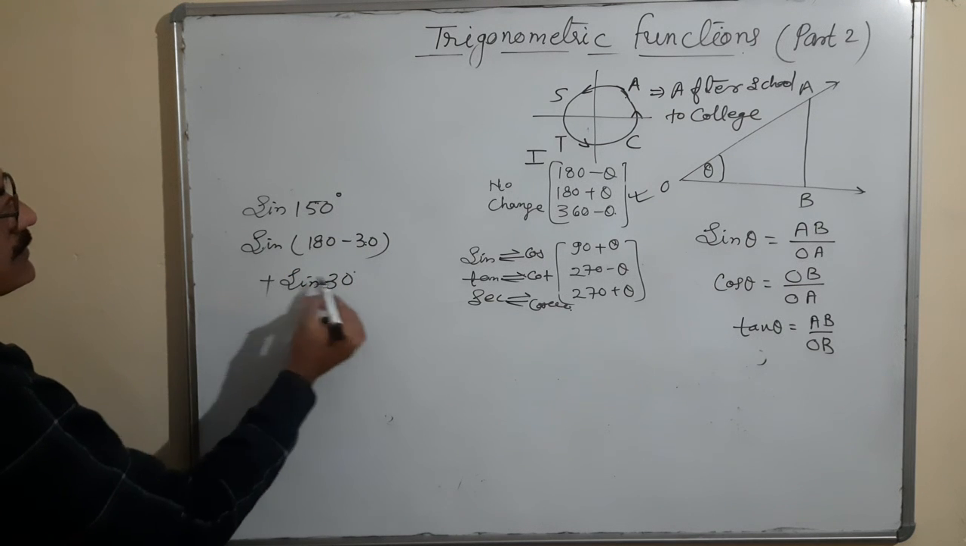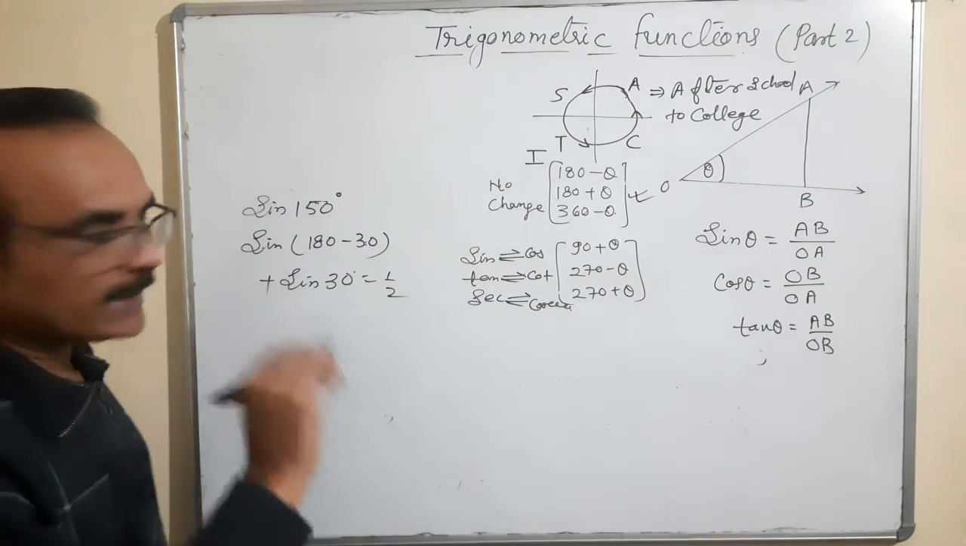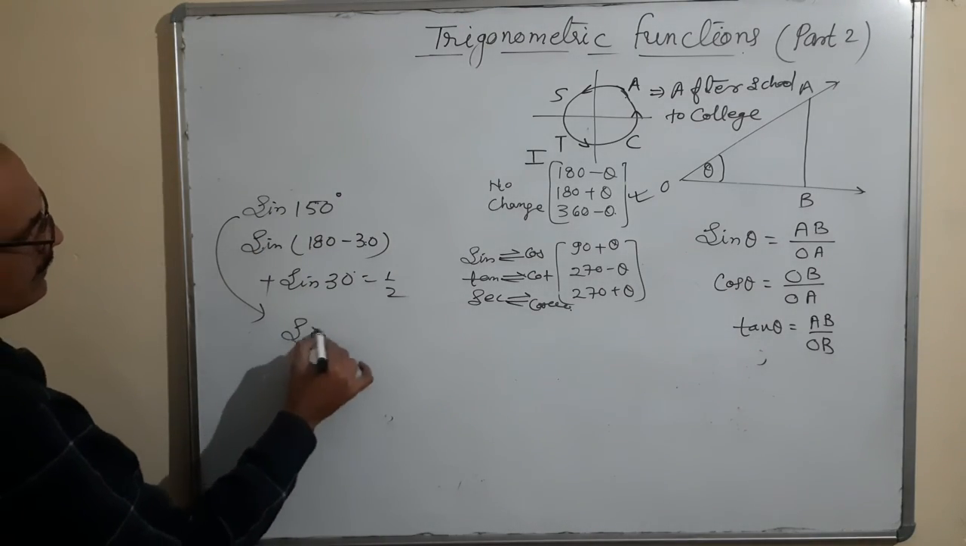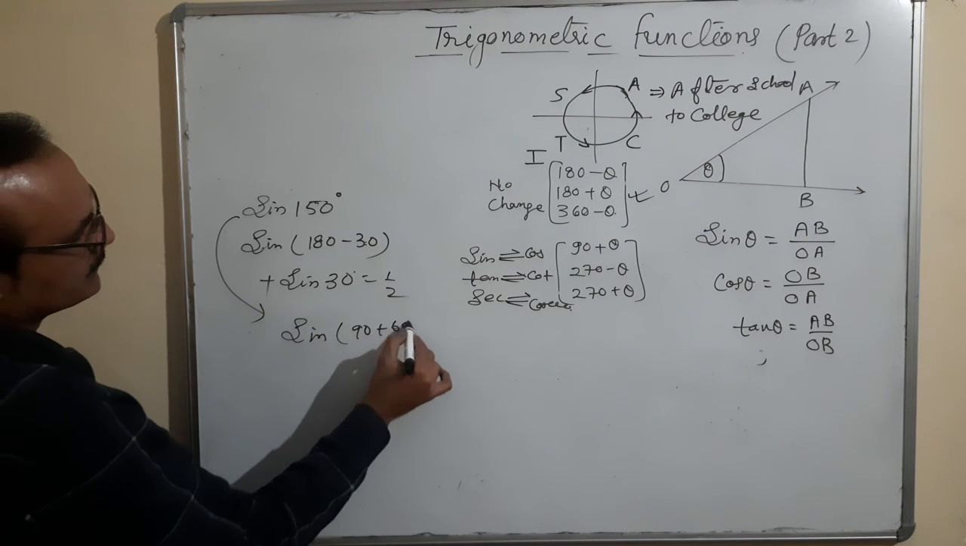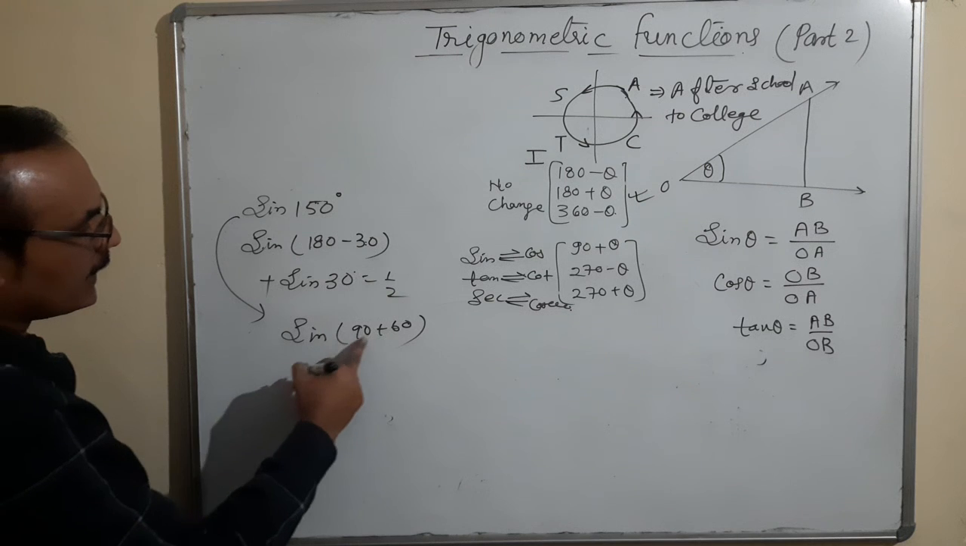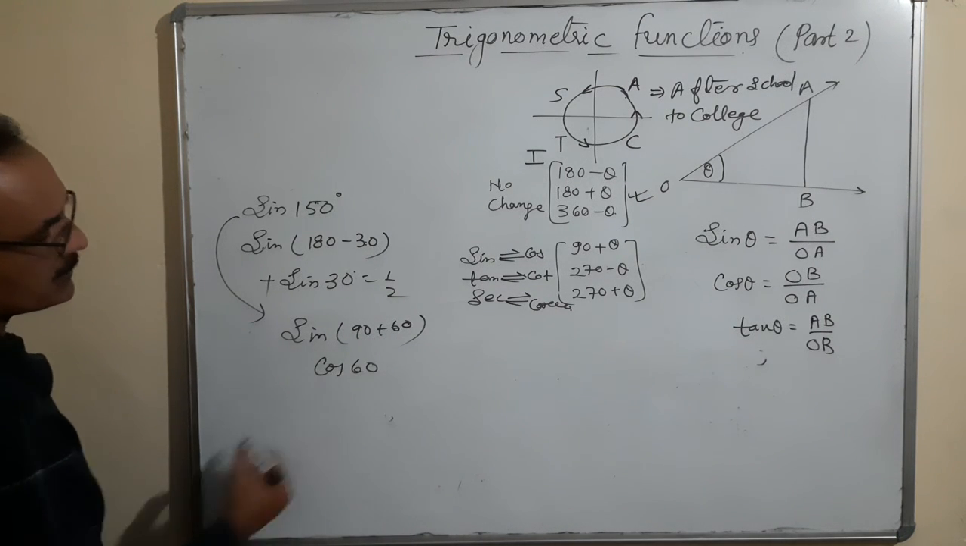Sine positive. Sine 30 is 1 by 2. So that is one way of solving. The second way, if you want to solve the same question, you can write here sine 90 plus 60. Sine 90 plus theta, sine will change into cos. So it is cos 60.